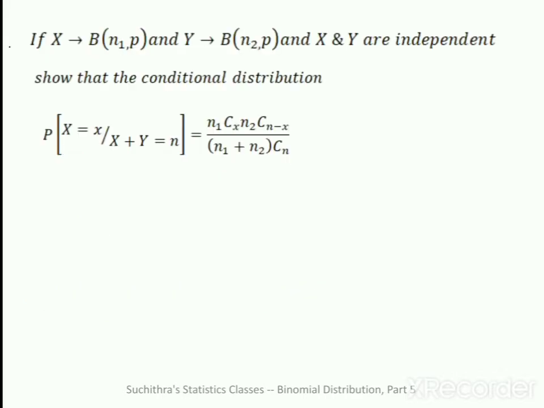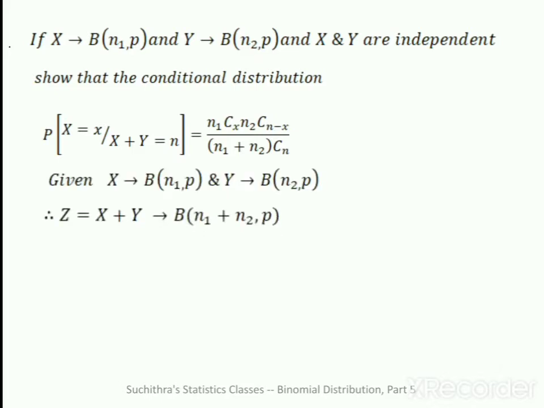If X follows B(n1, p) and Y follows B(n2, p) and X and Y are independent, show that the conditional probability of X equal to small x given X plus Y equal to n is equal to n1Cx n2C(n minus x) divided by (n1 plus n2)Cn. Given X follows B(n1, p) and Y follows B(n2, p) and X and Y are independent, we know that Z equal to X plus Y follows B(n1 plus n2, p) from the additive property of binomial distribution.